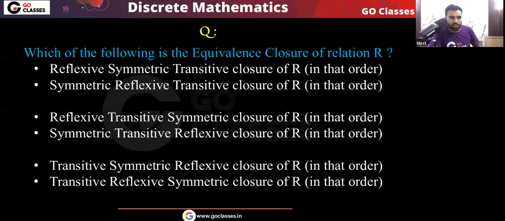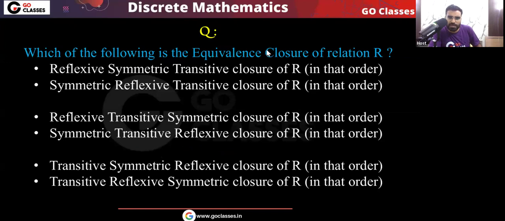Now tell me the answer for this question. Very interesting question. And I hope in the GATE exam they ask you this question. Very interesting. Tell me, which of the following is the equivalence closure of relation R? 6 options are given to you. Basically, all the orders I have put here: reflexive, symmetric, transitive; symmetric, reflexive, transitive; reflexive, transitive, symmetric; symmetric, transitive, reflexive; transitive, symmetric, reflexive; transitive, reflexive, symmetric.